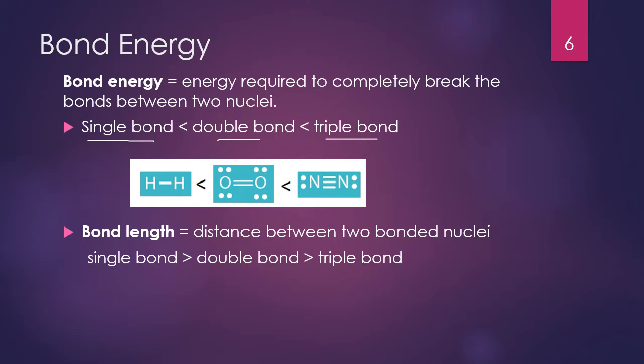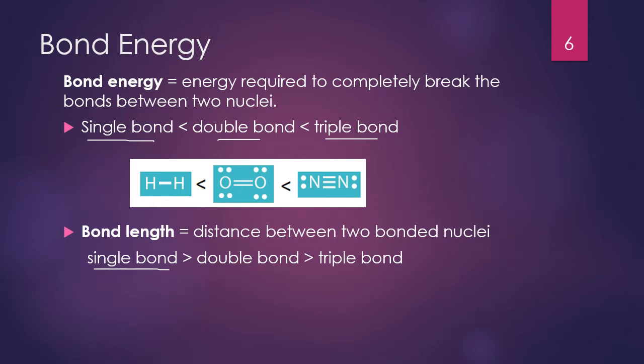Also, the bond length. The bond length is the distance between the two atoms. Notice bond length follows the opposite trend. What we're seeing is a single bond is going to be the longest, then double, and then triple is going to be the shortest.